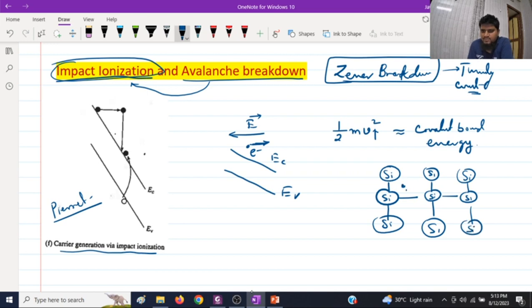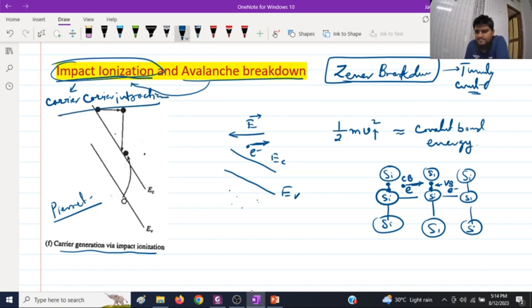So the one electron here in the conduction band means a free electron. Valence band electrons mean these are the bond electrons. The electrons participating in the covalent bond are valence band electrons, and this one is a conduction band electron. When it finds sufficient energy, it interacts with the covalent electron. So impact ionization is basically carrier-carrier interaction.